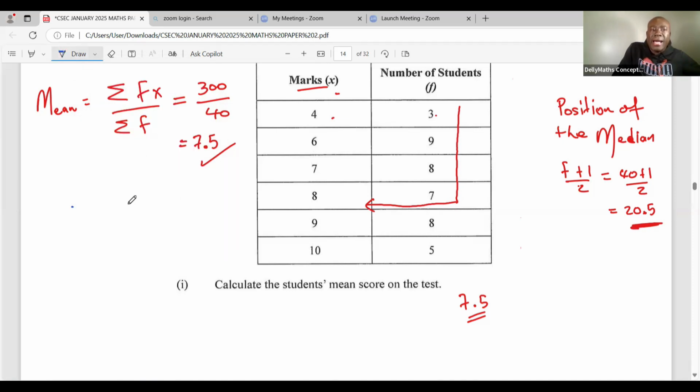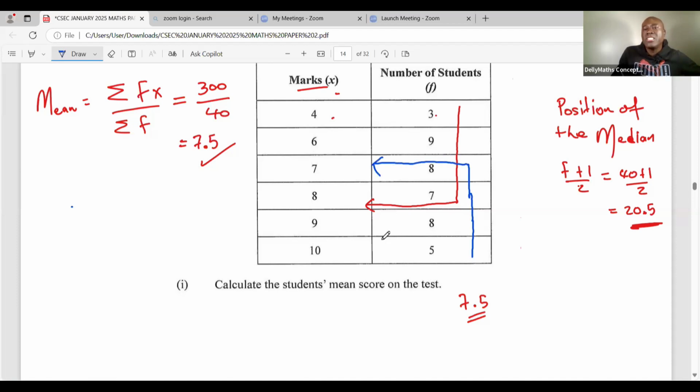You go up the table as well. So we're going to go in the other direction. For example, going up, that's 5. 5 plus 8, that's 13. 13 plus 7, that's 20. We still have not passed or reached 20.5. So the moment I add 8 to it, I would have reached or passed. Then I'm going to point over here.